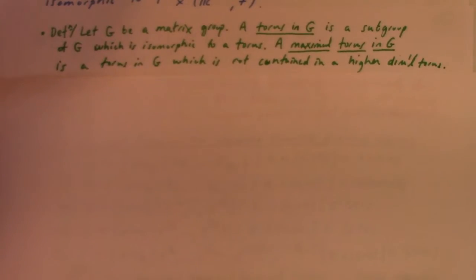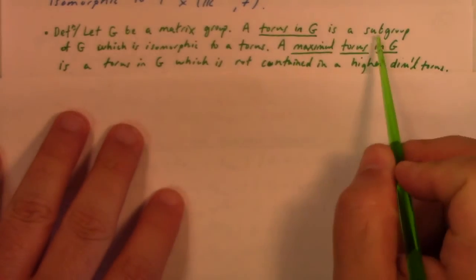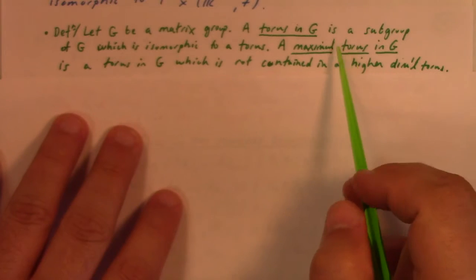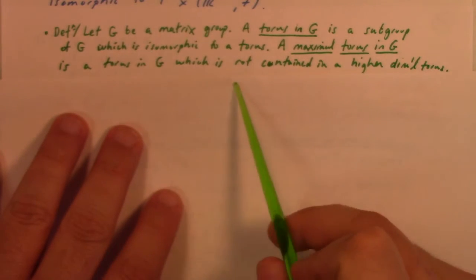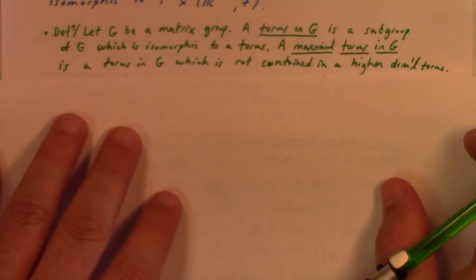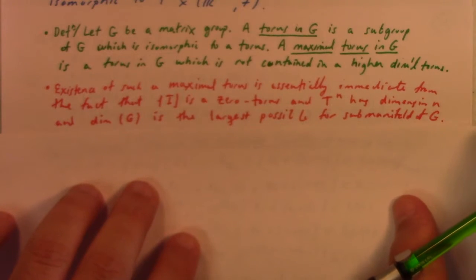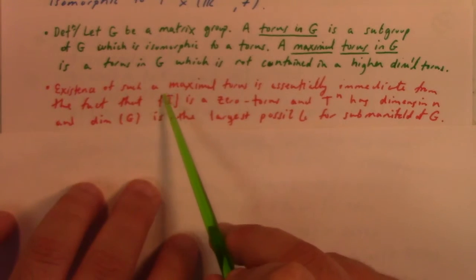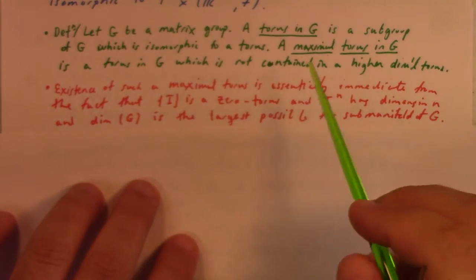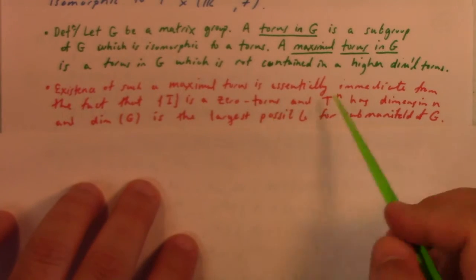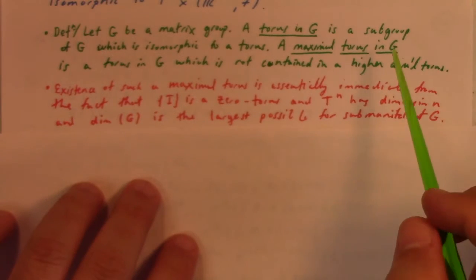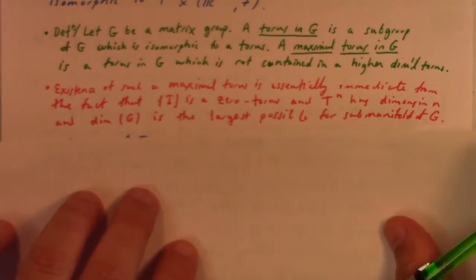So let's let G be any matrix group. A torus in G, what is it? It's going to be a subgroup of G which is isomorphic to a torus. A maximal torus in G is simply a torus in G which is not contained in a higher dimensional torus. The fact that there has to be such a thing is essentially immediate from the fact that if you just have the identity itself, that's a zero torus, and the n-torus has dimension n, right? So dimension of G is the largest possible dimension for a submanifold of G, and so you're looking at finitely many possibilities. There has to be a biggest one.